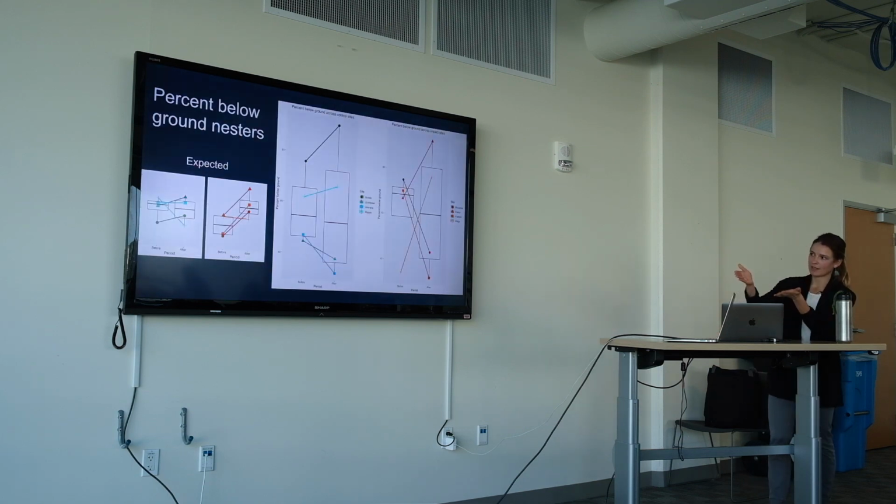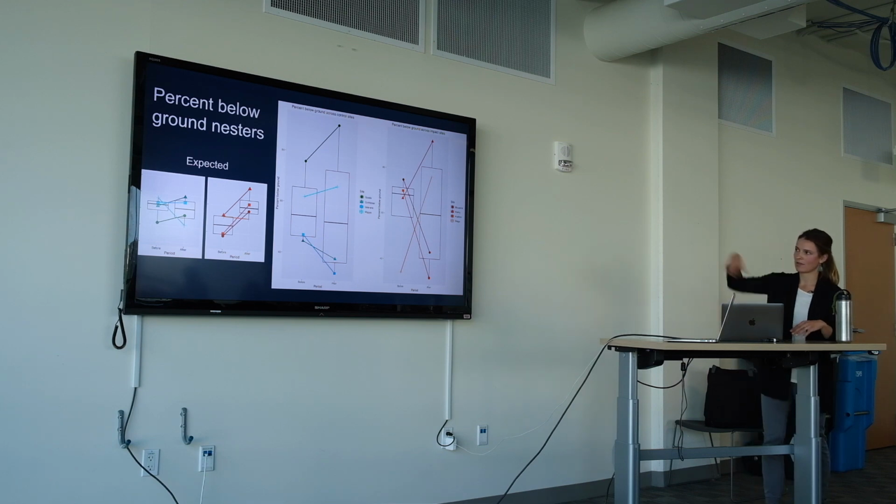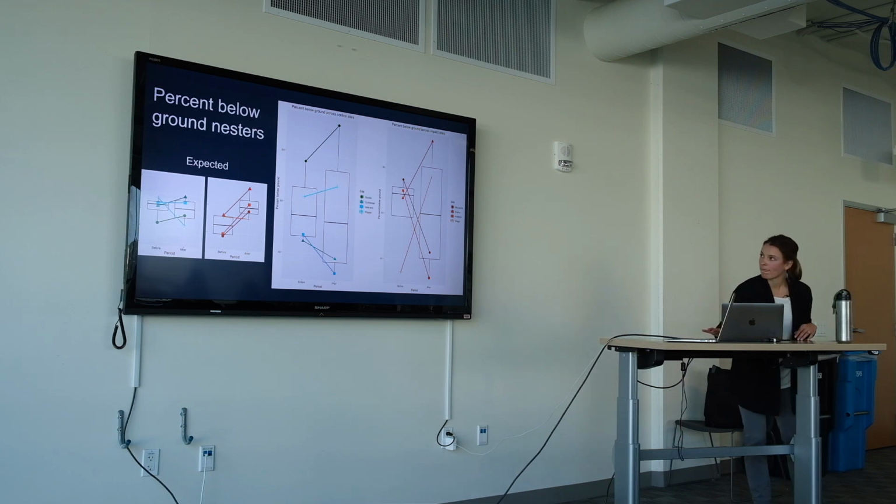So again, we have the expected on the left and what we found on the right. And we surprisingly found no differences in the percent of ground nesting bees at burned and unburned sites. And you can see there's quite a bit of variability in this data. And this could be a result of the low fire intensity, or it could be telling us that the fires were quite patchy. And we couldn't consider those things in the study since we had such a small sample size.